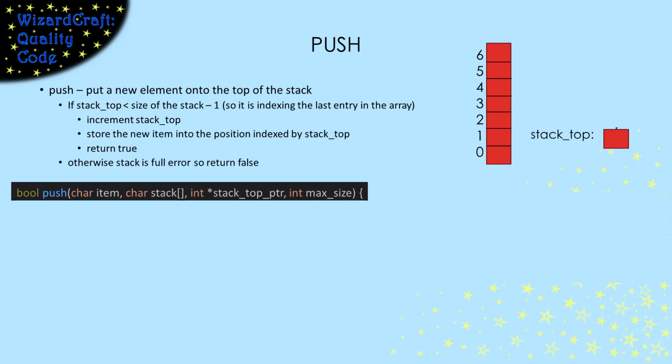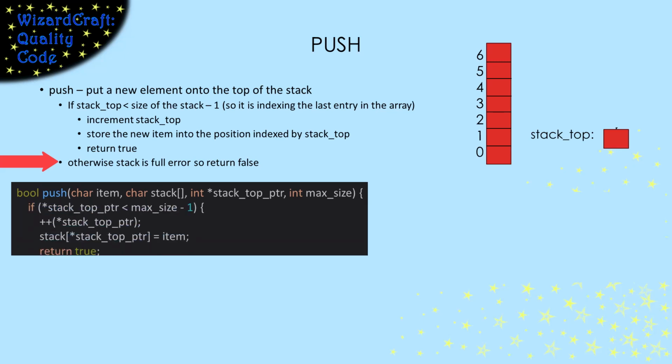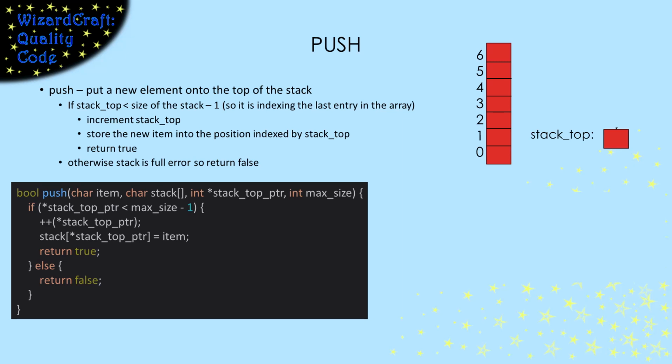My strategy for push is this. First, we can only push if the stack isn't full. In that case, increment the int that stack top pointer points at, and then use that int to index the array and store the new item in that position. We were successful, so we return true. If there wasn't room in the stack, just return false. We can't push anymore.